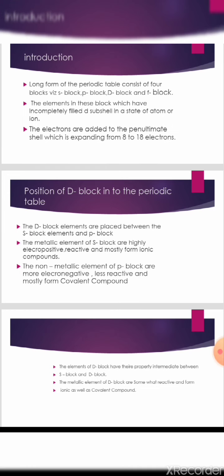Next one is the position of d block in the periodic table. So the d block elements are placed between s block and p block elements. The metallic elements of s block are highly electropositive, reactive and form ionic compounds, while non-metallic elements of the p block are more electronegative, less reactive and form covalent compounds, and the metallic elements of d block are somewhat reactive and form ionic as well as covalent compounds.